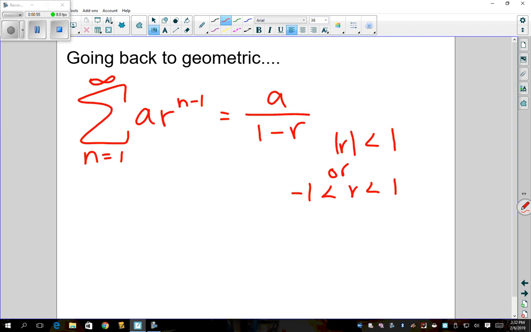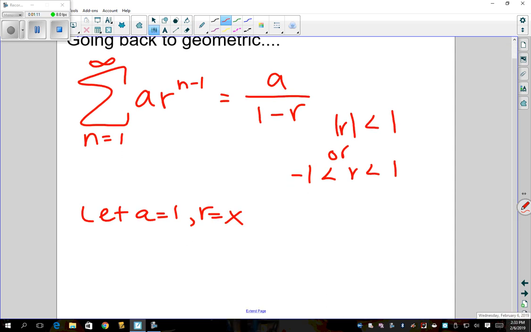And so in calculus, we don't always deal with this series exactly. But I'm going to let a equal 1 and r equal x. And so rewriting the series, the sum from n equals 1 to infinity of 1 times x to the n minus 1 is equal to 1 over 1 minus x. So all I did here was change a into 1 and r into x to get this series.